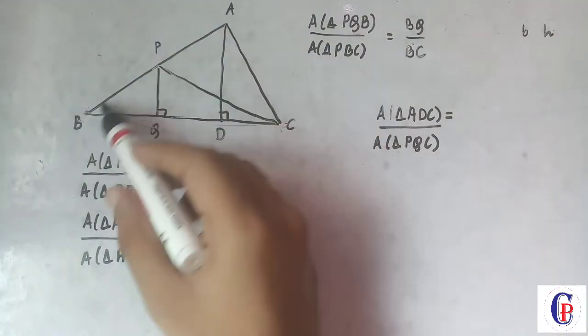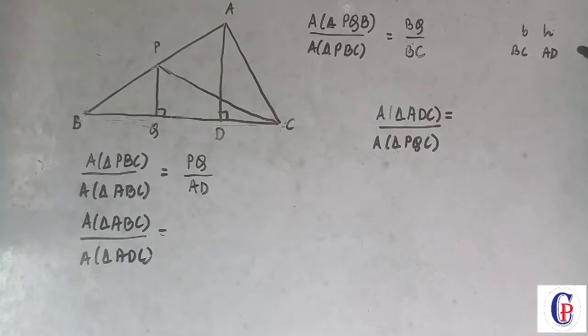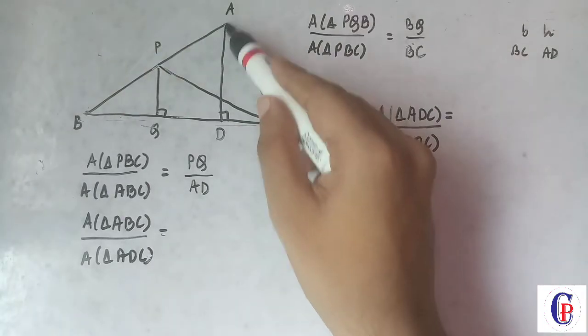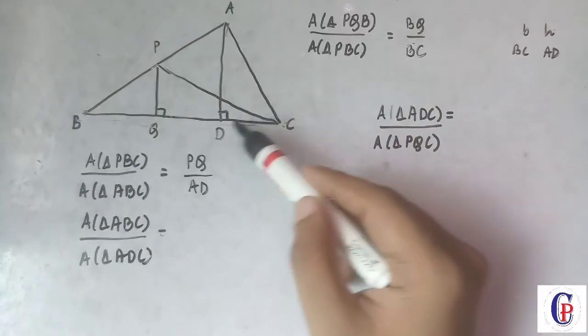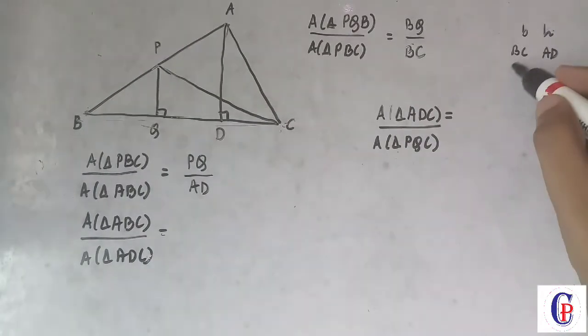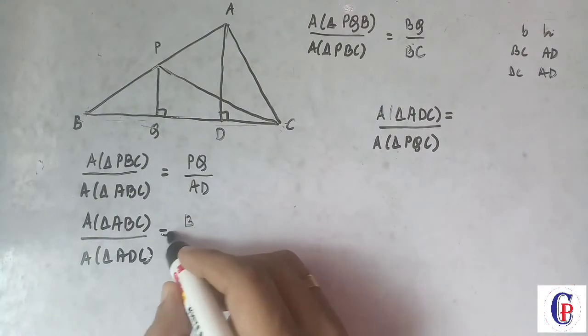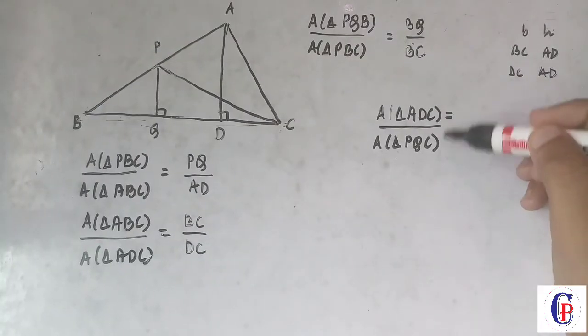Now let us go to the third one. ABC and ADC. ABC we have just discussed, that BC is the base and AD is the height. What about ADC? This triangle ADC. For triangle ADC, DC is the base and AD is the height. Okay, so again the height is the same, so the ratio is equal to the ratio of their bases. So we have one last question here.